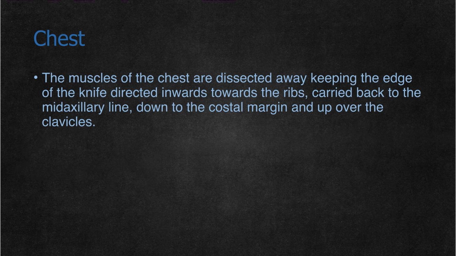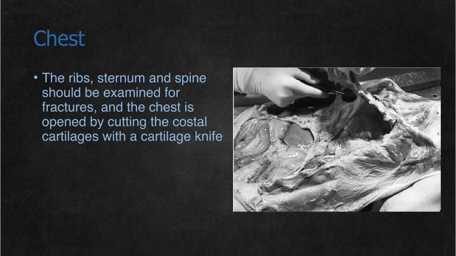Afterwards, after neck dissection, chest dissection has to be carried out. The muscles of the chest are dissected away, keeping the edge of the knife directed inwards towards the rib, carried back to the mid-axillary line, down the costal margins and up over the clavicles. So, the skin is separated, and the costal muscles are separated till the axillary muscles. The ribs, sternum and spine should be examined for any fractures.